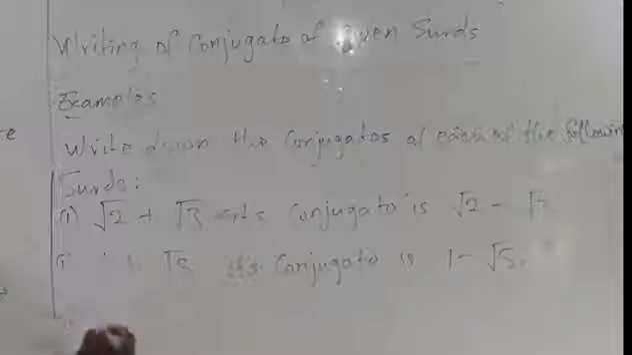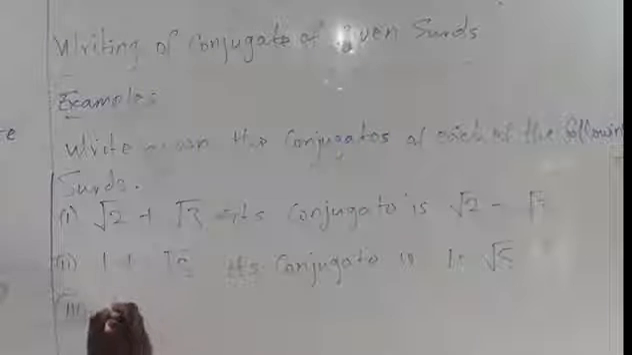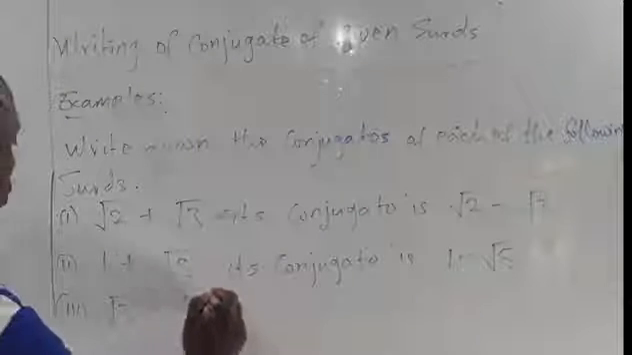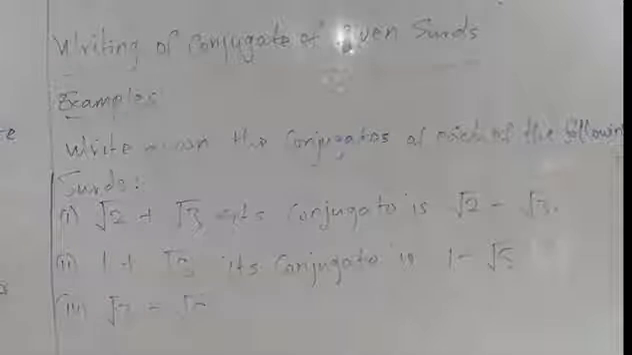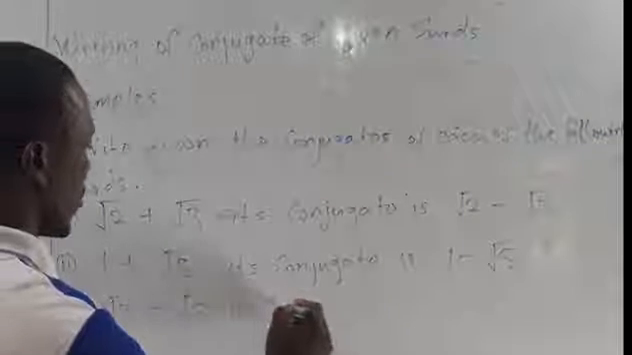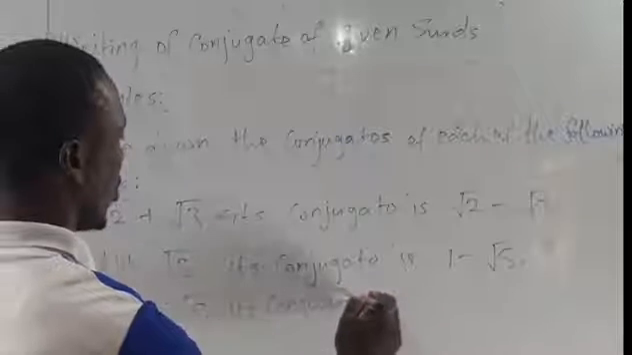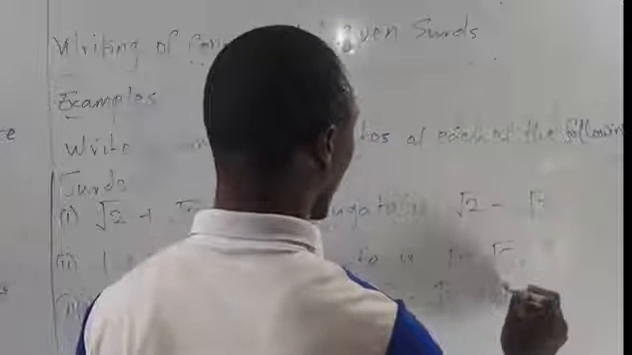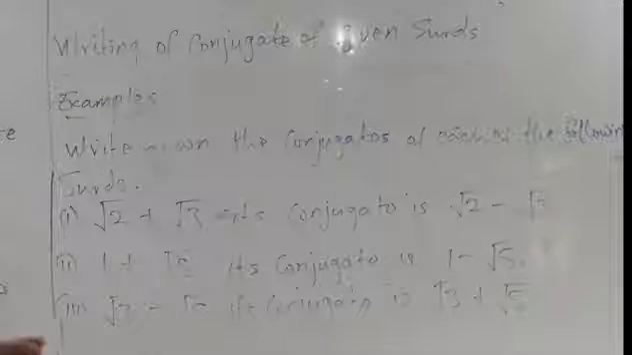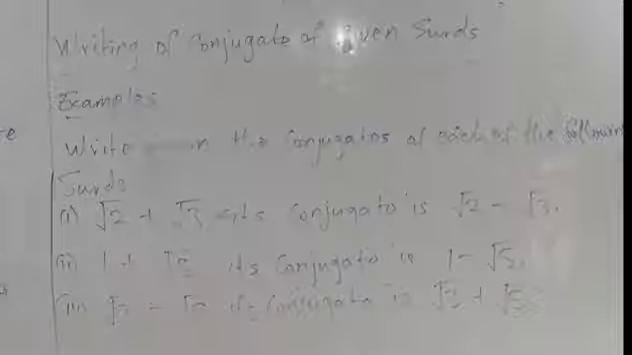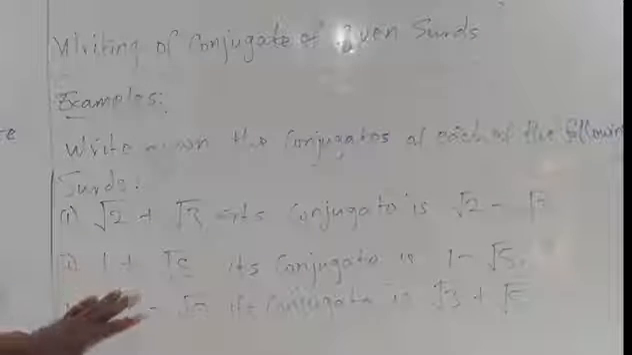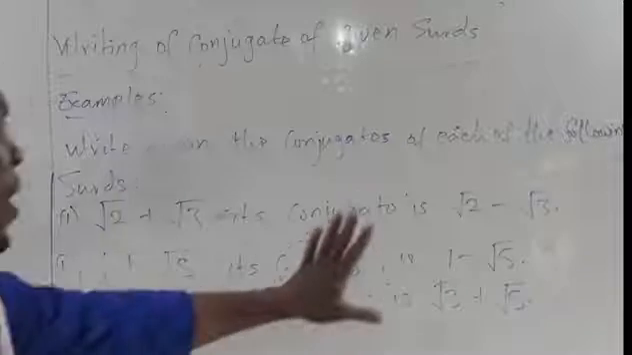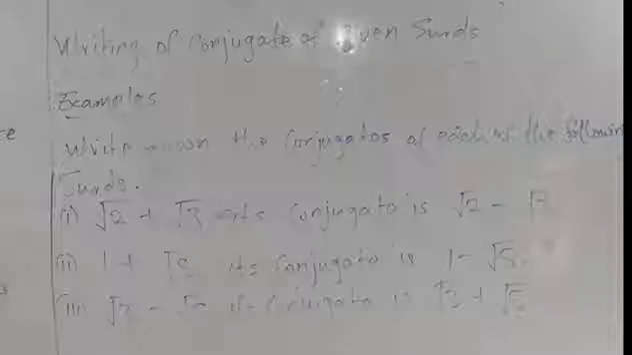Let me add one more example. So we have number 3. If you have root 3 minus root 5, its conjugate will be root 3 plus root 5. So that is it on writing the conjugate of a given surd. We have the surd and we have their conjugates like this. So we move to the next heading, which is multiplication of a surd and its conjugate.